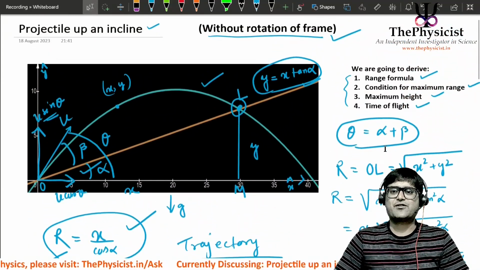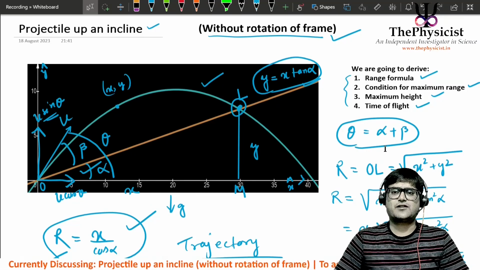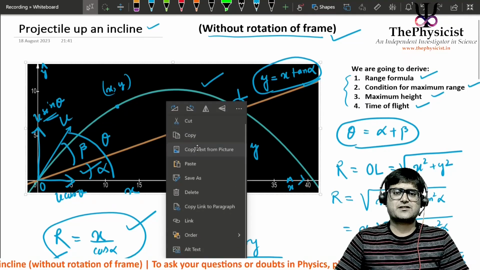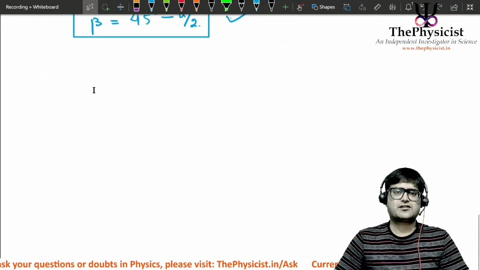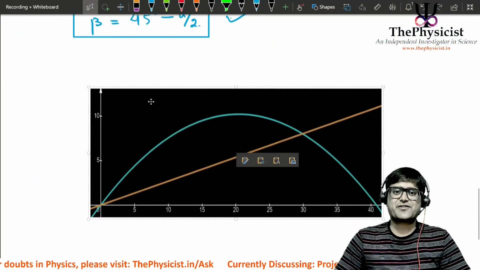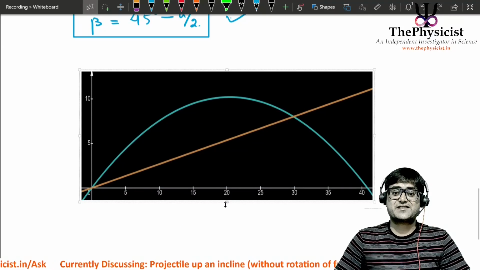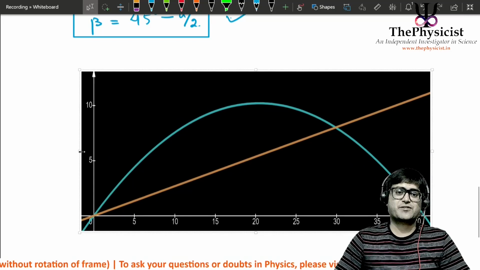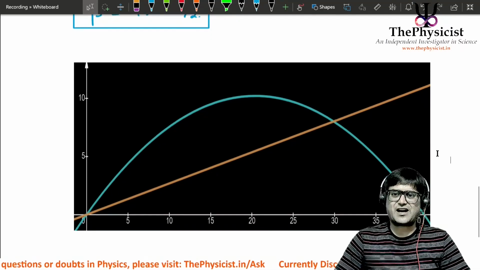Now then, how would you find the maximum height? For maximum height, we need to understand one thing. Let me just copy this image and tell you something here. It is a little difficult here to find the maximum height because, by rotating the frame, you will clearly see that it would be much easier for you to find the maximum height. But since we are not rotating the frame, let's do the hard work.